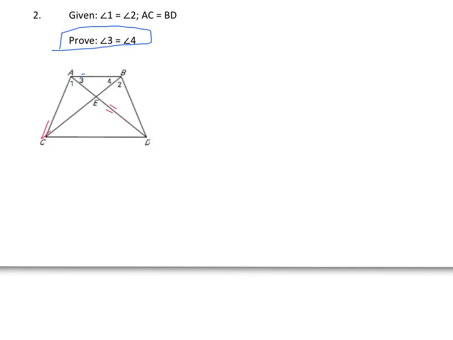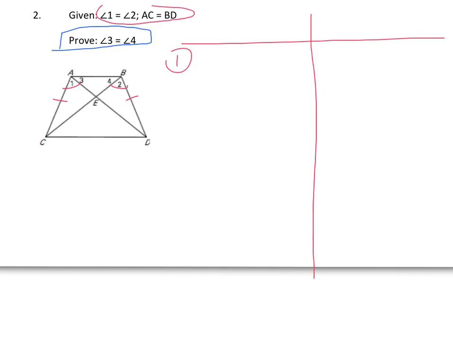Alright, so let me erase everything, and let's again mark our 3 is equal to 4, or no, I'm sorry, and we want to say that 1 is equal to 2, so I got those in the wrong spot, so 1 is equal to 2, and AC is equal to BD. Alright, so let's start our two-column proof here. Obviously the given, so we'll write that stuff down in step number 1, and that's our given. Okay? So again, we're trying to get triangles AEC and BED congruent.